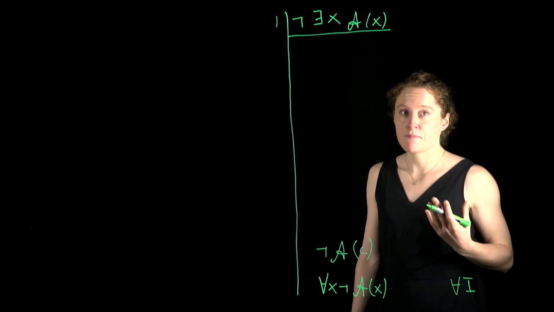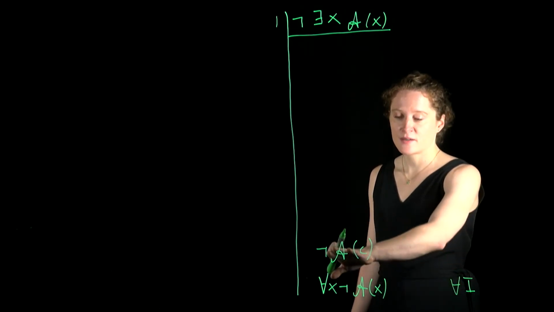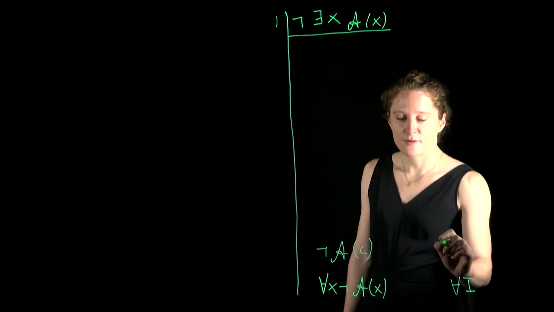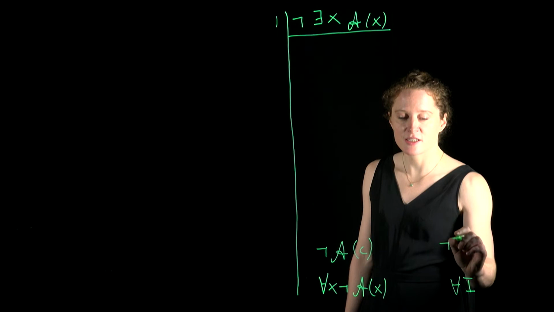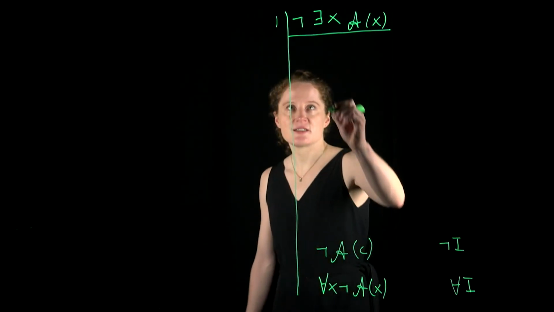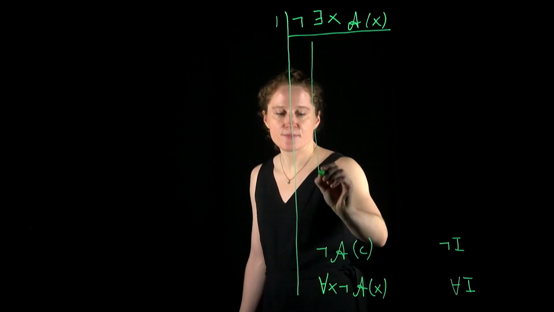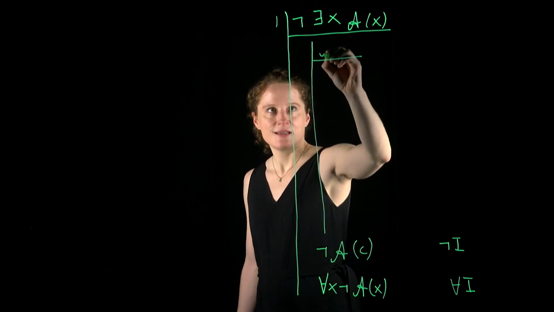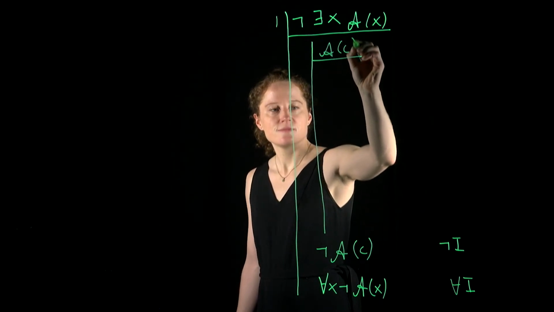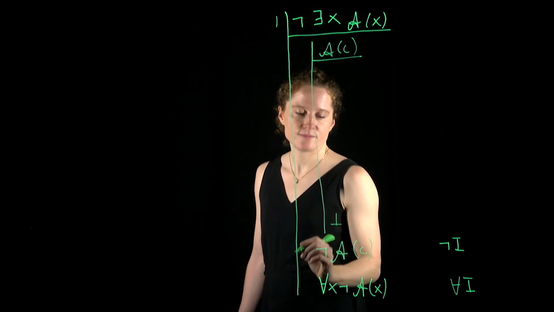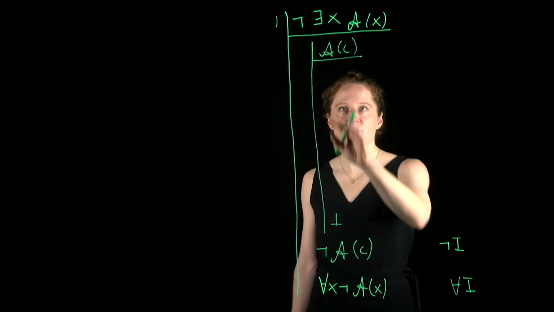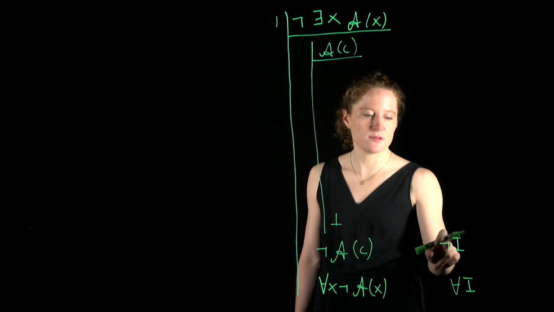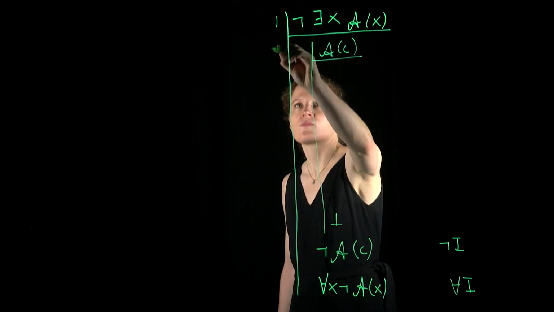And I'm going to use backward planning once again. The main connective here is the negation sign, and backward planning suggests to infer this sentence using negation introduction. And negation introduction requires me to use a subproof that starts with the assumption that AC and ends in bottom. So I need to infer a contradiction from the assumption that AC. Since then I'm able to infer not AC using negation introduction.